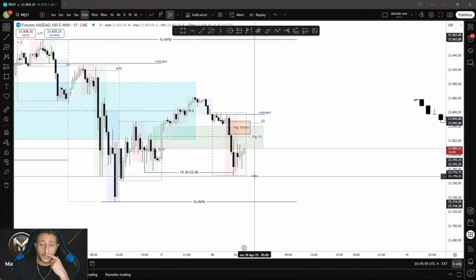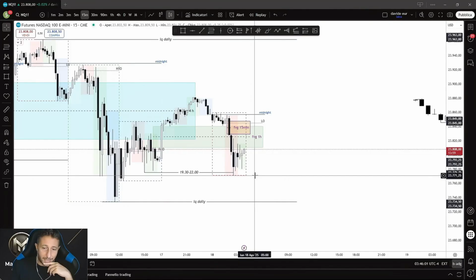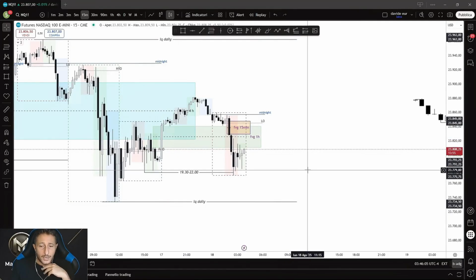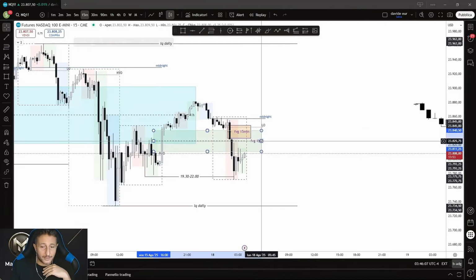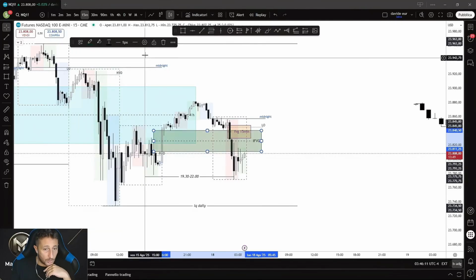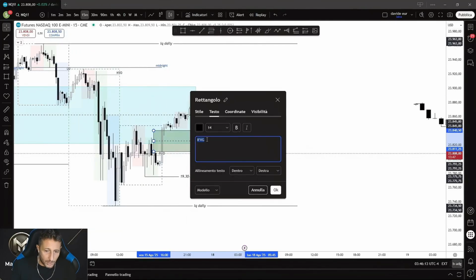So here too, we're slightly short, also considering this inverted fair value gap on the 1-hour chart. So this one is really calling for a short move on the hourly time frame for now.